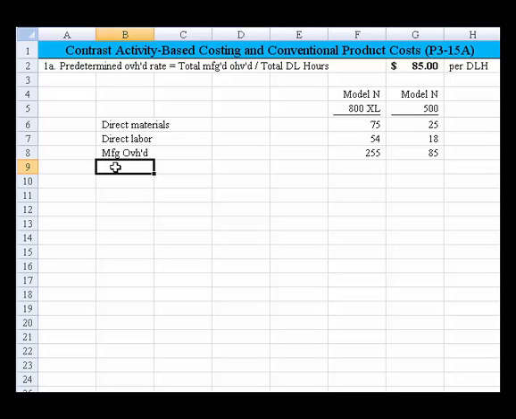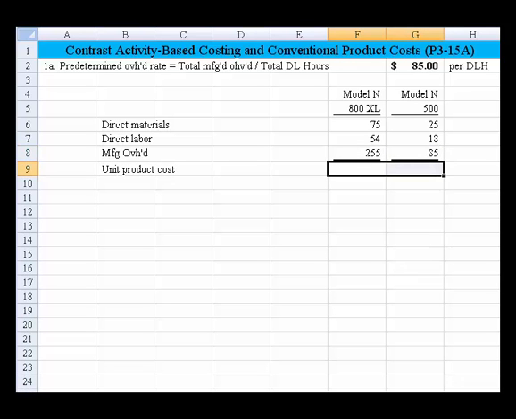And from there we can calculate the unit product cost of each model. So we'll just underline this and sum it. And that's the correct answer in dollars. Maybe we'll put a currency sign.